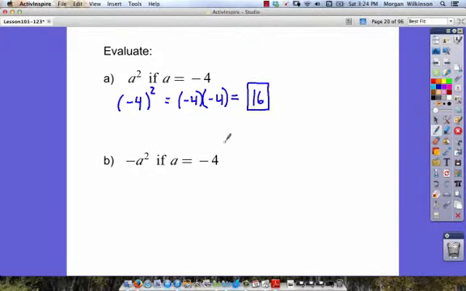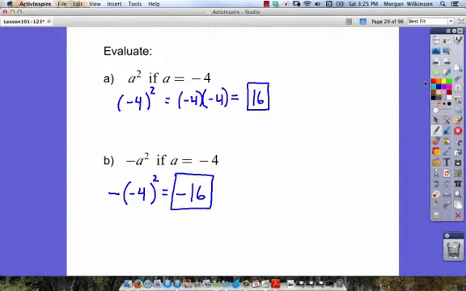Let's look at problem B. Here we've got the same information except a negative sign out in front. So that negative sign goes out in front. Then we've got our parentheses for the a and we square it. A is negative 4, so we substitute that into our parentheses for a. (-4)², well, we just did that one, we know it's 16. But we've got this negative out front that we have to consider, so we're going to get an answer of negative 16, because this negative makes it the opposite of positive 16.